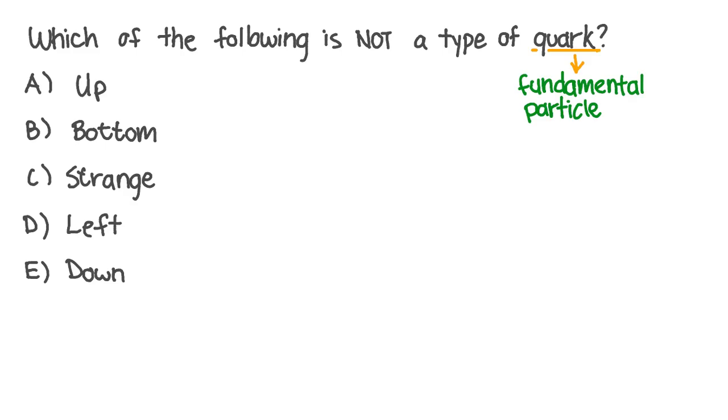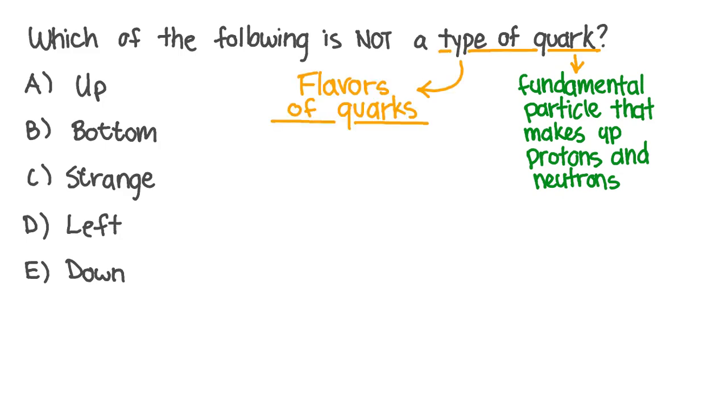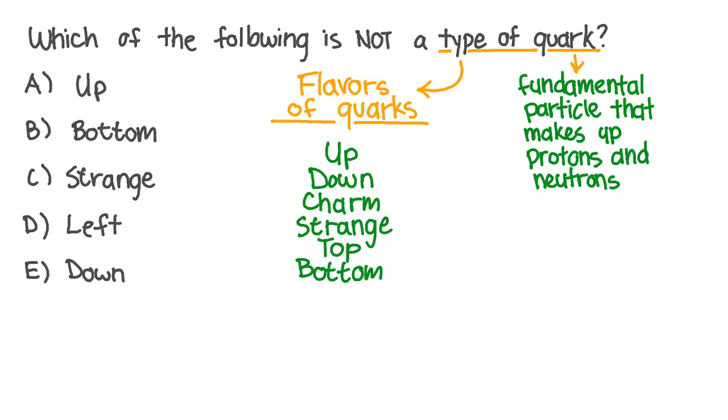Quarks are a type of fundamental particle. Quarks combine to make other particles like the proton and neutron. There are 6 types of quarks which are called flavors. The different flavors of quarks are up, down, charm, strange, top, and bottom. This question asks us to identify which answer choice was not a type or flavor of quark. Looking through our answer choices, we'll see that though many of the quarks have directional names, left is not one of them.